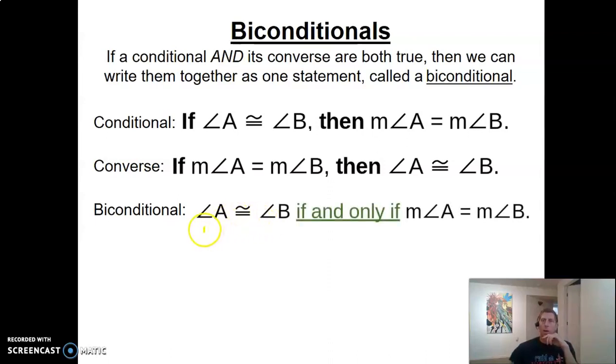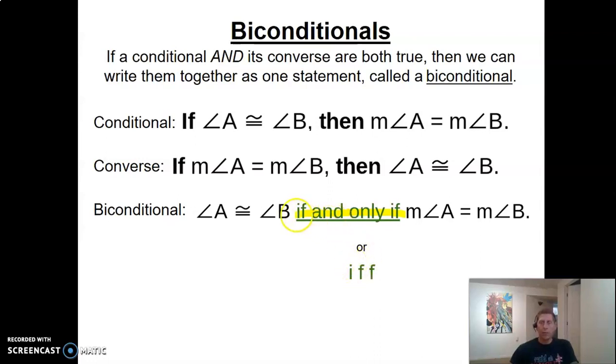And this is how we write it. Angle A is congruent to angle B if and only if the measure of angle A equals the measure of angle B. This if and only if, that's our giveaway. When we see if and only if, it tells us that this statement is a biconditional and can be reversed back and forth, the hypothesis and the conclusion.